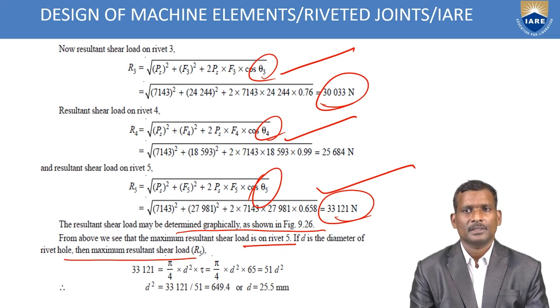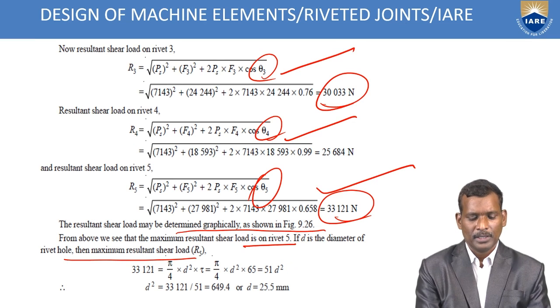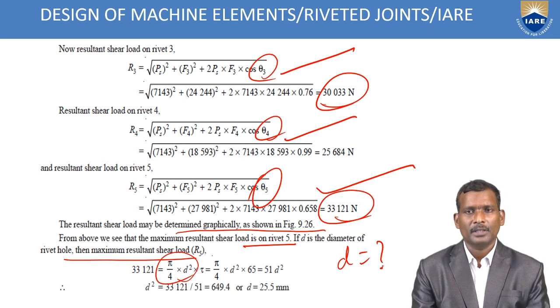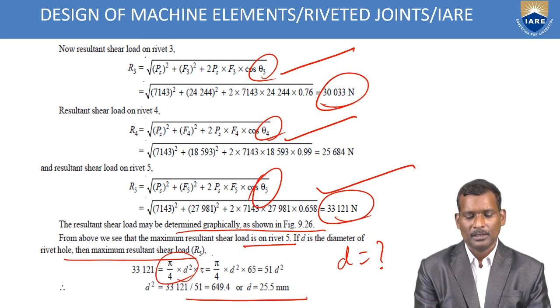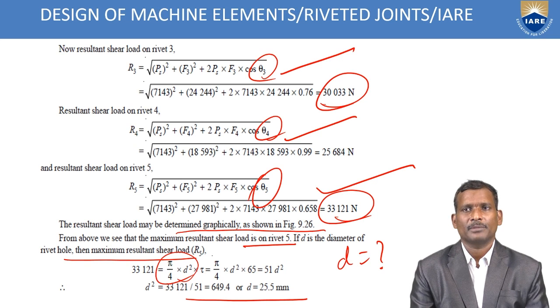So equate the maximum resultant shear load to the area multiplied by the shear strength. This is the area of the rivet. We don't know D, we need to calculate the D value. Then we will get the diameter of the rivet, and finally the diameter of the rivet is 25.5 mm. Like this, you need to calculate the rivet size for eccentrically loaded riveted joints. Clear?